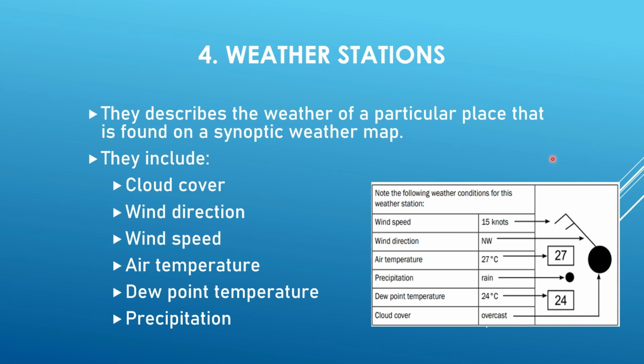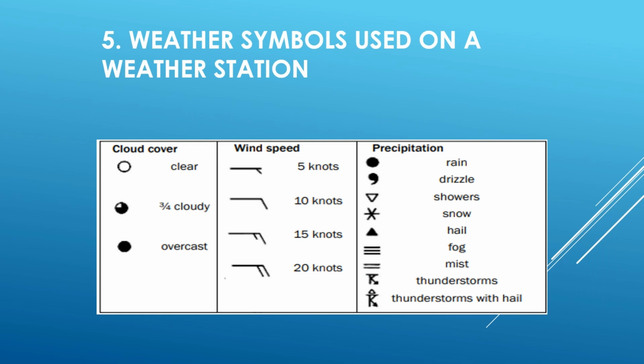A half stick indicates 5 knots and a full stick indicates 10 knots. We will also see the air temperature, which is above, and the dew point temperature, which is below, as it is in real life. Between those temperatures we can see the precipitation, which here is rain. There are many precipitation types, so we will see the different symbols to show the precipitation types and other features of a weather station. These are the symbols used on a weather station.